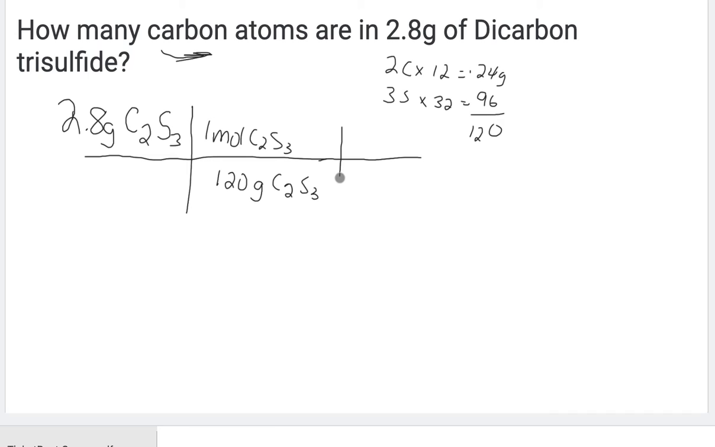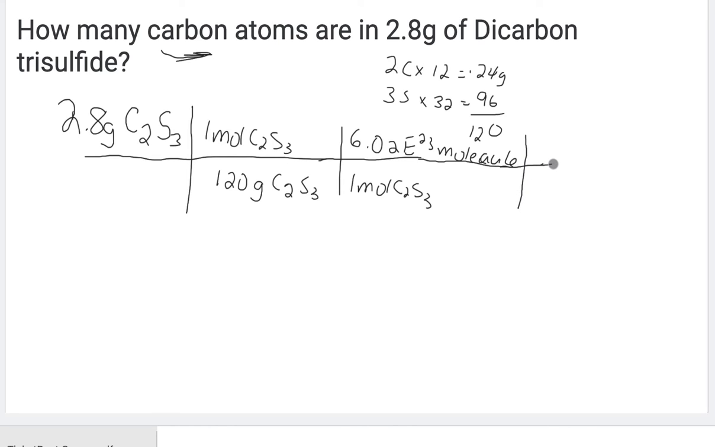All right, so after you change to moles, then we could change to the next step. We know we have to have moles down here, so we go 1 mole C2S3, and we want to get carbon atoms, so we're going to go 6.02 e to the 23rd, but C2S3 is not an atom, so it starts with a nonmetal, so you would have to call it a molecule.